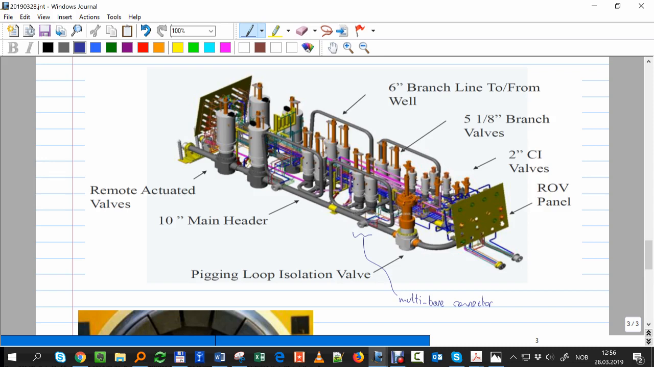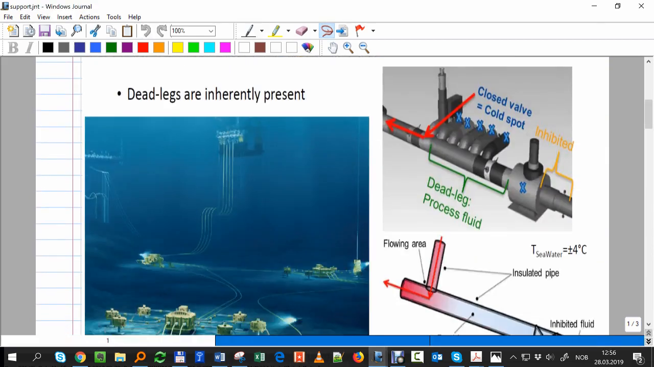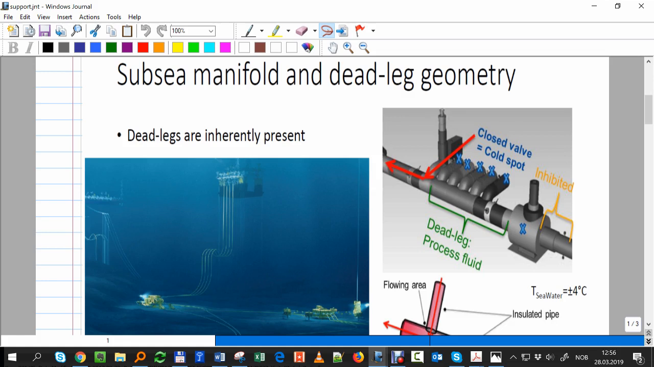And I took that from, I think, a conference. So you have exactly the same: a manifold, a header, and then different wells coming in. These wells are not producing. Therefore, all the way from here to here is a dead leg. And I have to be sure that I won't have any problem of formation of hydrates here. This part has to be inhibited, has to be protected.